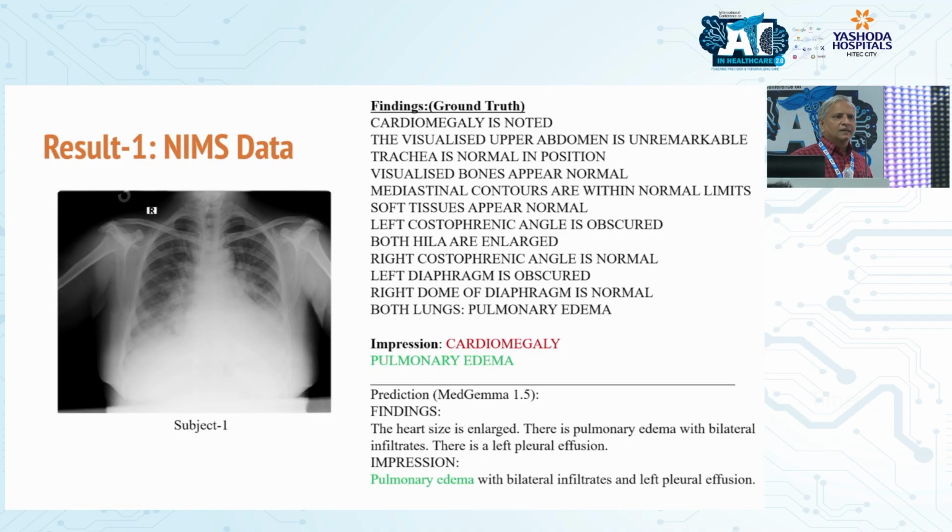So these are some early results from this. So we wanted to check. I think by end of this year, we'll have much more extensive results. So this is one example where this is the ground truth from NIMS radiology. And MedGemma, suppose you feed this to MedGemma. It does identify pulmonary edema, but it seems to miss the cardiomegaly. In this one example, I'm not saying all are like this.